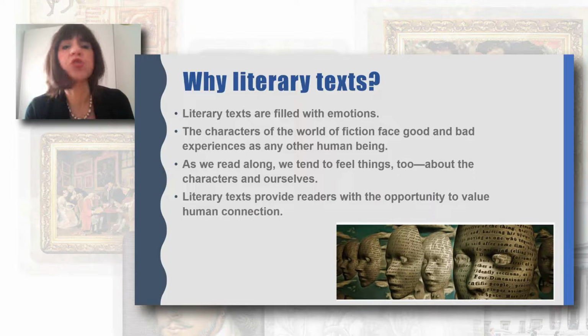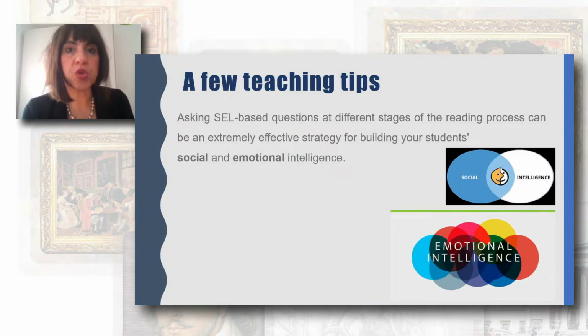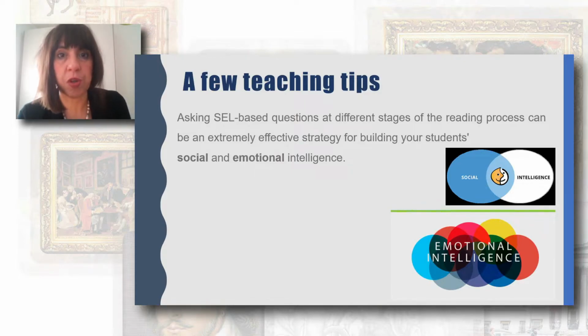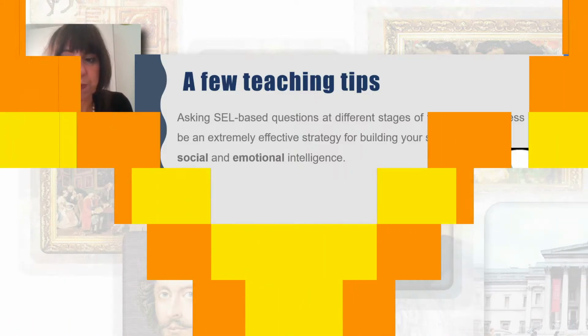This is the reason why literature offers a gateway to social emotional learning in our classroom, providing students with the opportunity to value human connection while boosting academic achievements. While analyzing the emotions of the characters they're reading about, the students not only gain a greater understanding of the text, but also a deeper understanding of their own feelings. Asking SEL-based questions at different stages throughout the reading process can be an extremely effective strategy for building your students' social and emotional intelligence. Here are a few teaching tips.